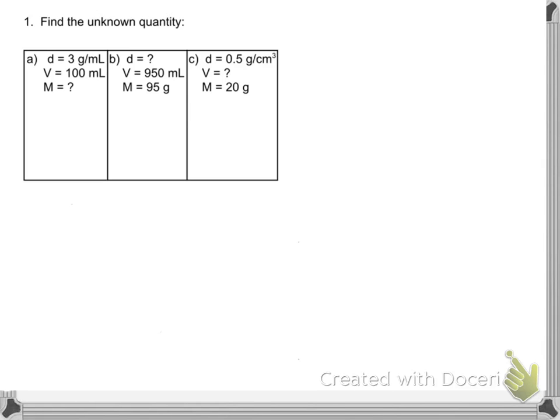In A, we're given the density, we're given the volume, and we're missing the mass. Even if I didn't know what this was about, I could still solve for mass as long as I know my density formula. So I happen to know my density formula. Do you? What is it? Excellent. Density is equal to mass over volume, or mass divided by volume. As long as you know that, you can easily find these answers.